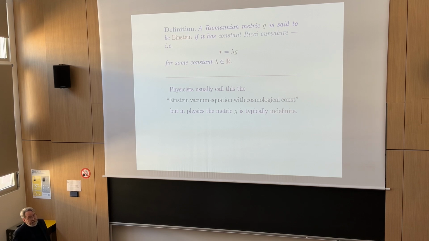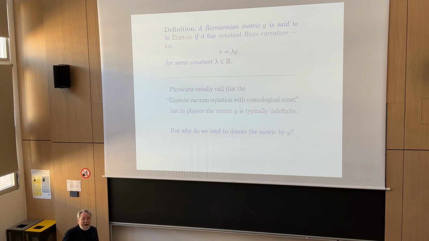However, in physics, the metric G, which we're always taking to be positive definite, would usually be indefinite. And in the case studied by Einstein, it would have been in dimension 4, where we would have something like Lorentz signature, let's say, 1 negative direction and 3 positive directions. But nonetheless, the source of this particular equation is linked to physics.